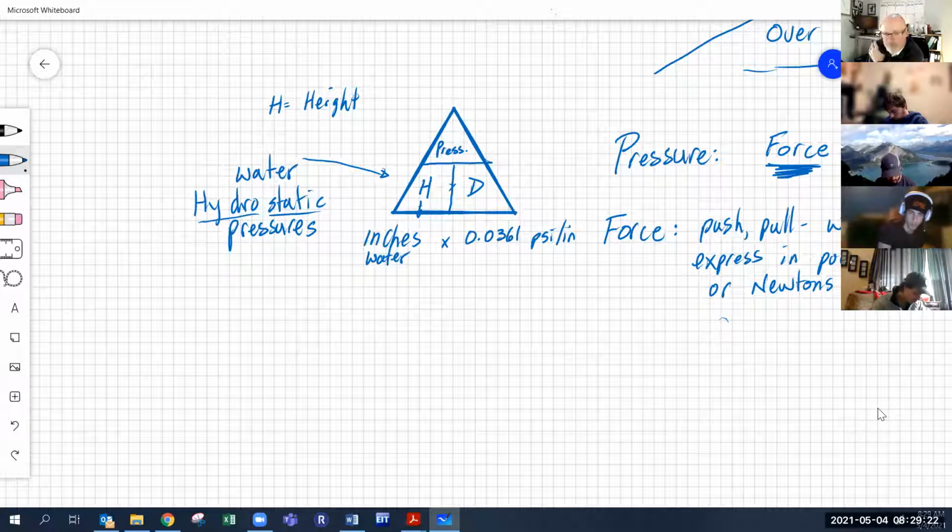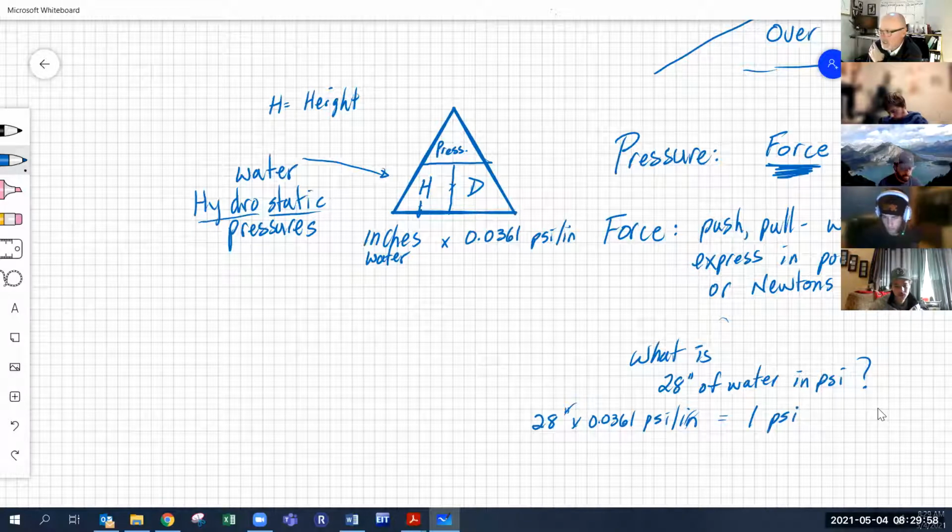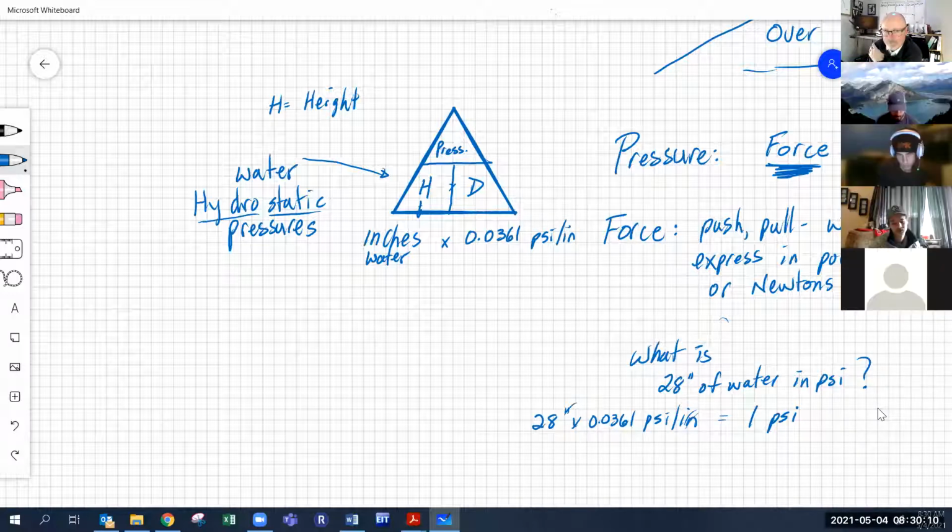For example, what is 28 inches of water in PSI? So here's an example. If I had 28 inches, I will take 28 inches and multiply it by 0.0361 PSI per inch, and the inches get canceled out on that side, and that's going to come out to 1 PSI. So the 0.0361 is your density. It is the density of water for 1 inch in height. And we use that because we're working with water. I will talk about relative densities and that sort of thing in a bit.